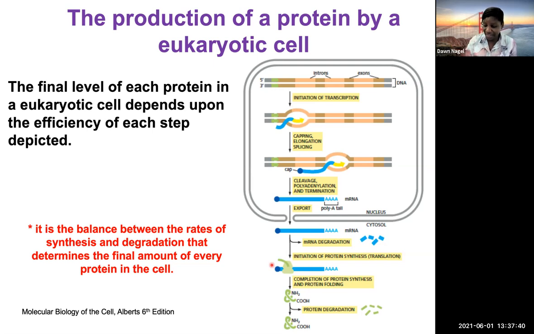and that's why it costs so much energy to do this. Cells are really selective on what needs to be transcribed or what needs to be translated, right? Because it's really an intensive process that's happening, okay? So that final level of each protein is really the balance between the rates of synthesis and degradation all throughout these steps that will determine what that final protein abundance or level is.